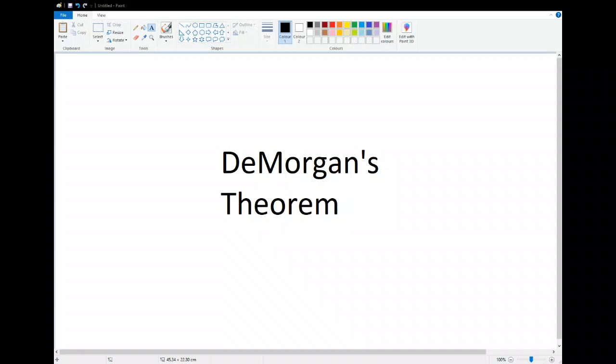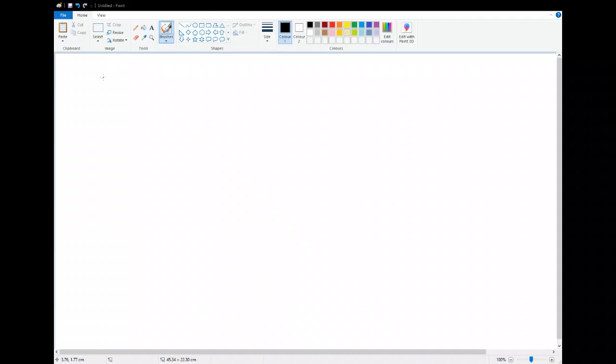Hello, I'm going to give you a brief recap of what we've done so far and an introduction to DeMorgan's theorem. Firstly, we looked at an AND gate. Looks like this. And the Boolean expression, assuming that the inputs are A and B, is this: A with a blob, B.